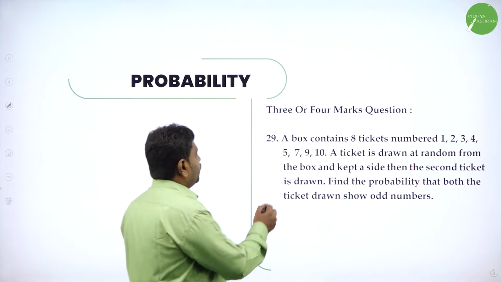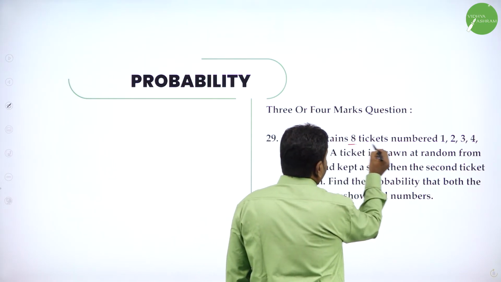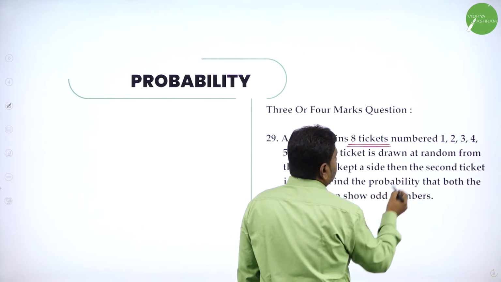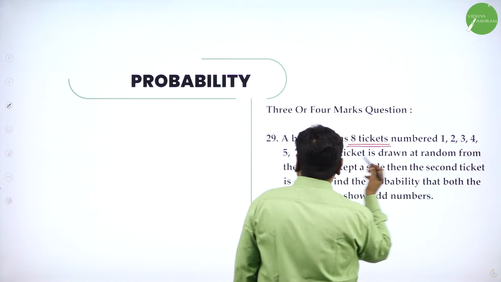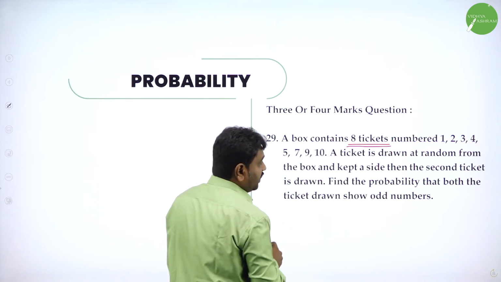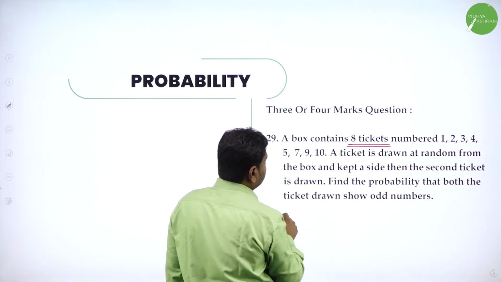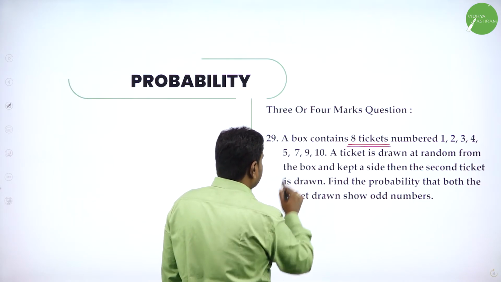Now, question number 29. A box contains 8 tickets, exactly 8 tickets, numbered 1, 2, 3, 4, 5, 7, 9, 10. See here, 8 is not there. 8 tickets are there, but some numbers are missing. So here 6 and 8 are not there.